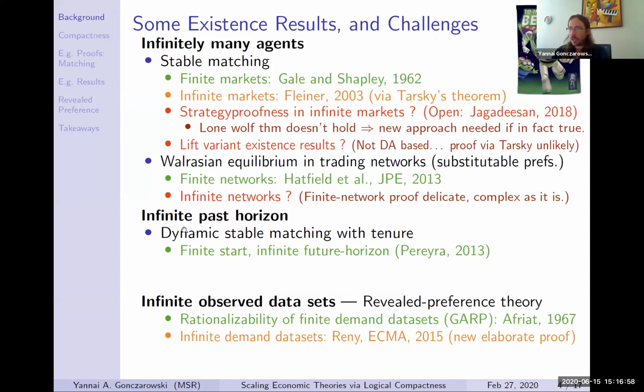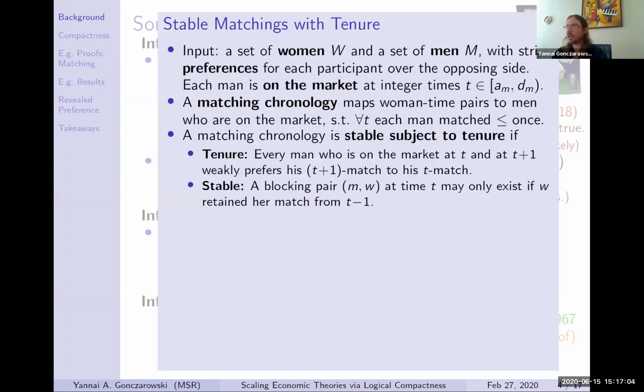So for dynamic stable matchings with the infinite horizon, before I give you the open question here, let's talk about the model for a minute. We have a set of women W and a set of men M. I'm doing it for men and women because that's the usual way to talk about one-to-one matching. I don't mean anything social or gender-related by it, so please don't take it that way.